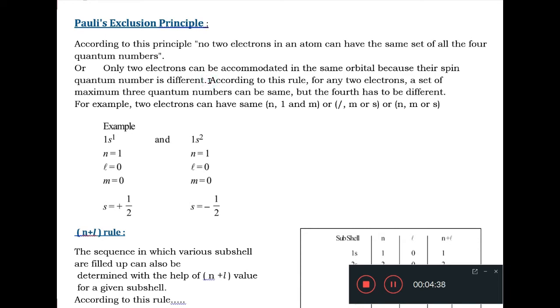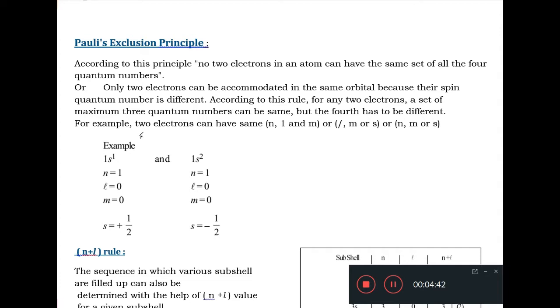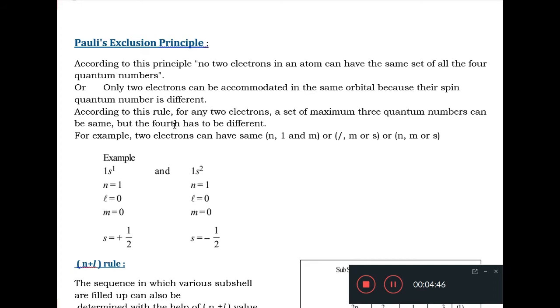So in other words, according to this rule, for any two electrons of the same atom, a maximum of 3 quantum numbers can be same. Means 3 quantum numbers can be same for 2 electrons of the same atom, but the fourth has to be different. Means all 4 quantum numbers cannot be same for 2 electrons of the same atom. If you take 2 electrons from any atom, then all 4 quantum numbers for these 2 electrons can never be same. A maximum of 3 quantum numbers can be same.